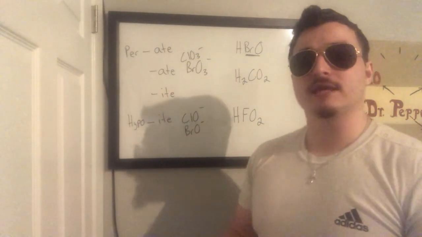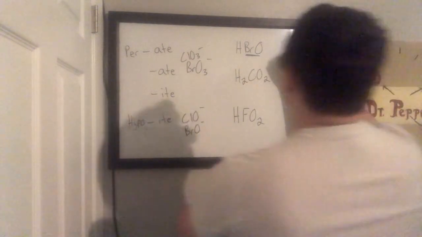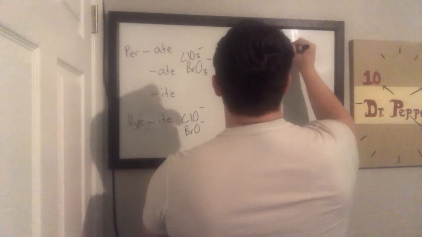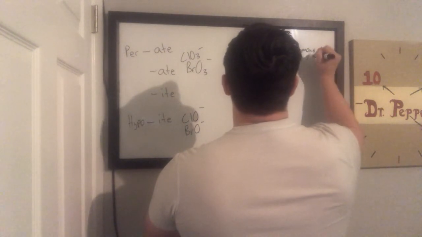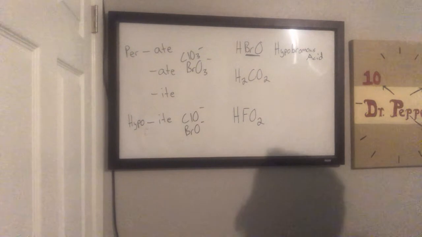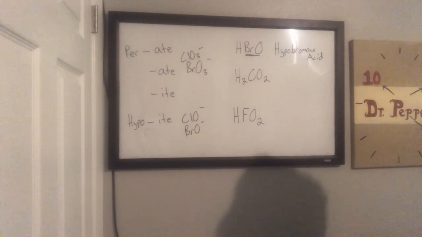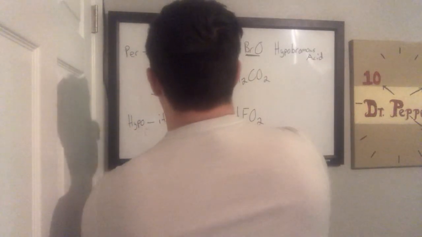I ate something icky, so I drank Sprite because it's delicious. So the name of this becomes hypobromous acid. So we can use different reference points on the polyatomic ion sheet to get us there. And so we're going to erase these to do our next one.